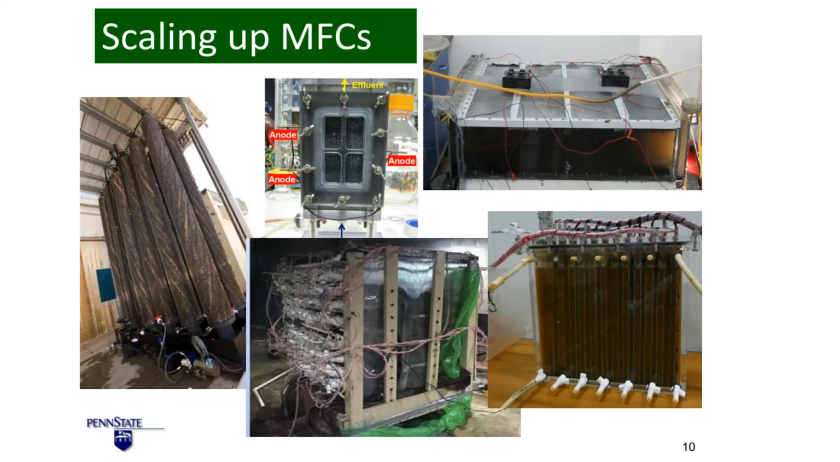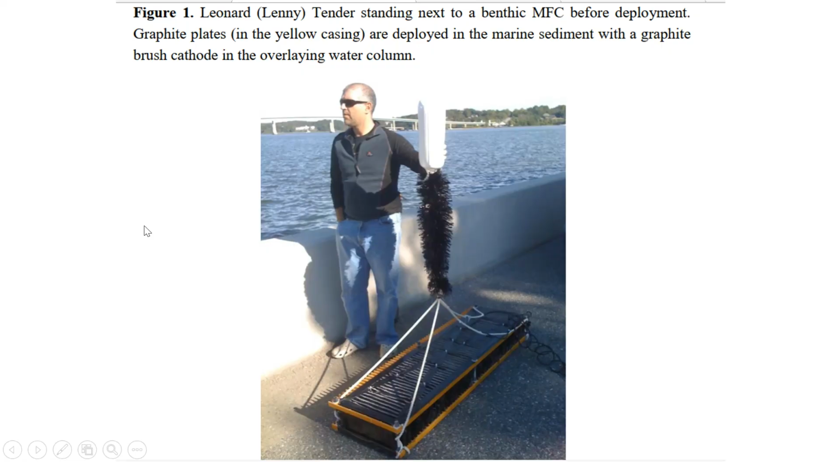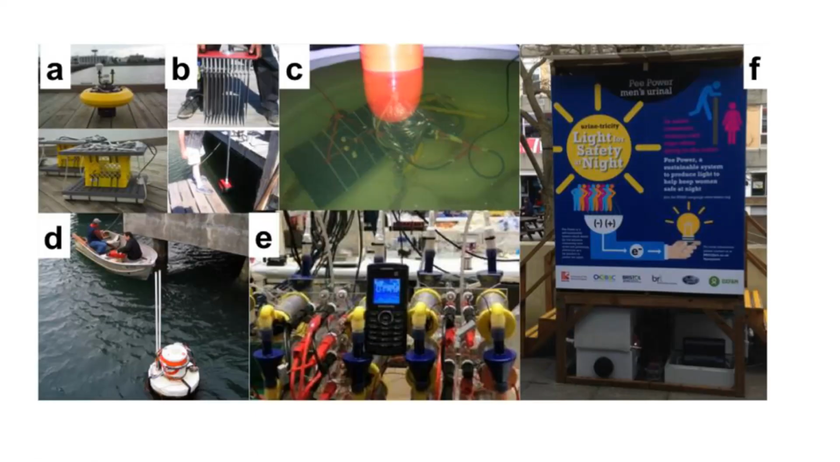Here we see the scaling up of microbial fuel cells, from laboratory scale to industrial scale. There are several types of microbial fuel cell, and for example scaling up for plant wastewater treatment. Here we also see a benthic microbial fuel cell, an image of a benthic microbial fuel cell made by Prof. Tender's group. Also A and B are examples from the group of Prof. Tender.